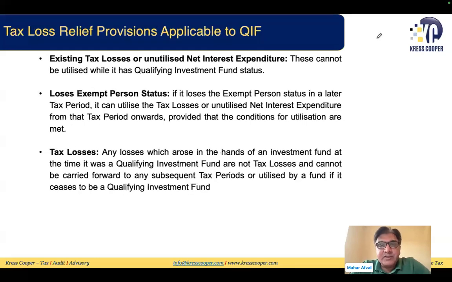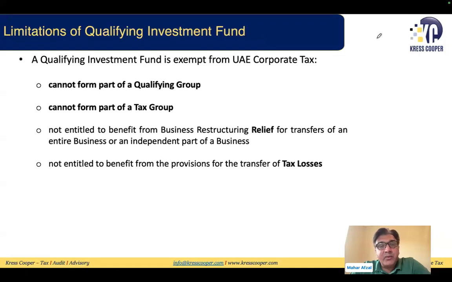Existing losses and unutilized net interest expenditure cannot be carried forward while becoming a qualifying investment fund. Once they are no longer a qualifying investment fund, they can carry forward the unutilized losses and unutilized net interest expenditures. The same provision is applicable for tax losses as well. Once they become a qualifying investment fund, they become an exempt person, and they cannot carry forward the losses and net interest expenditures from before becoming a qualifying investment fund. Once they are no longer a qualifying investment fund, they can carry forward. There are limitations: they cannot form a qualifying group or a tax group, they cannot enjoy the relief, and they cannot carry forward the losses, as we just mentioned.